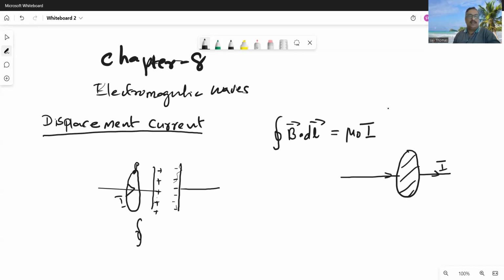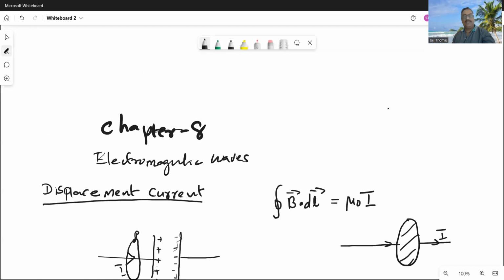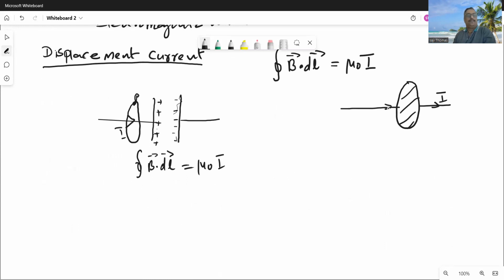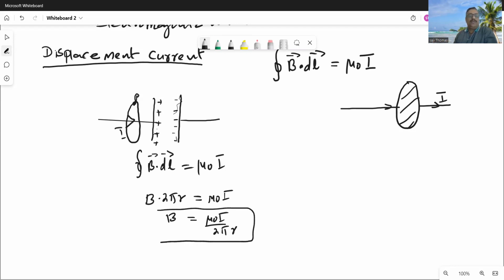The closed integral of B dot dl is equal to mu 0 times I. So we can find the magnetic field from this equation. B dot dl gives B into the integral of dl, which is 2 pi r, equals mu 0 I. And you can find the magnetic field: mu 0 I by 2 pi r. So at the point P, there is a magnetic field.